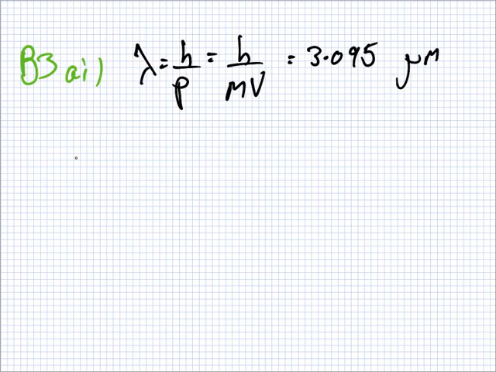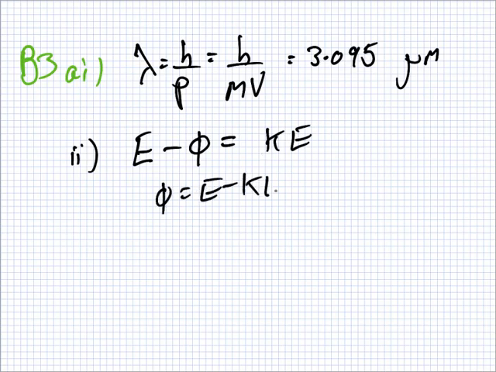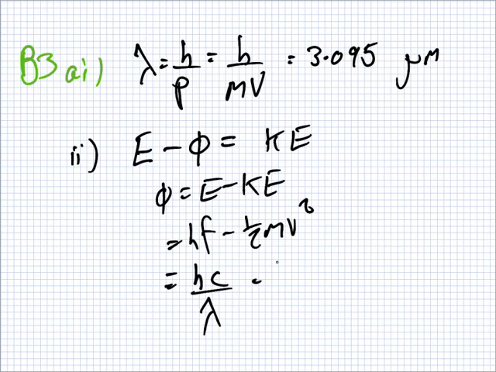Okay, and then part 2 was the work function. So we had to use the formula that the energy of the light plus the work function energy equals the kinetic energy. And so the work function equals the energy minus the kinetic energy, which would be hf minus a half mv squared, which was hc over lambda minus a half mv squared. And what was that? 3.385 electron volt.